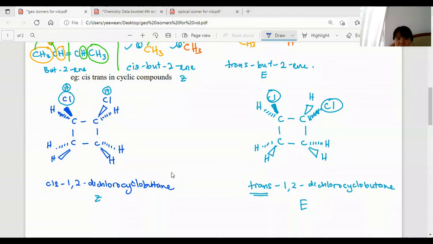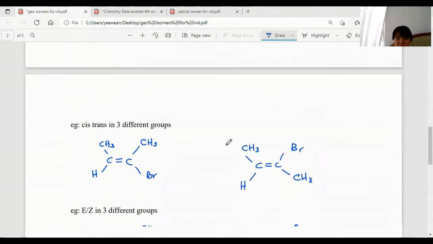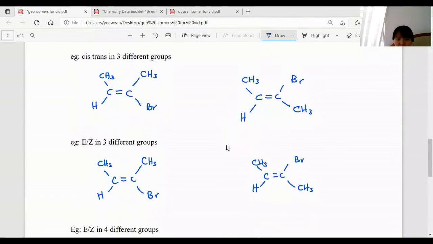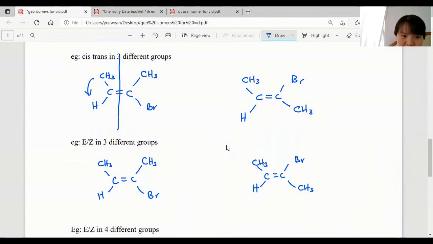Earlier on, it looks as if cis is always Z and trans is always E, but it's not always the case. So keep that in mind. Let's look at this example here. When there are 3 different groups, so I have a CH3, Br, and a H, this can show cis trans because look at the left side, they are different, and look at the right side, they are different. So it fits the criteria, and it will show cis trans isomerism.